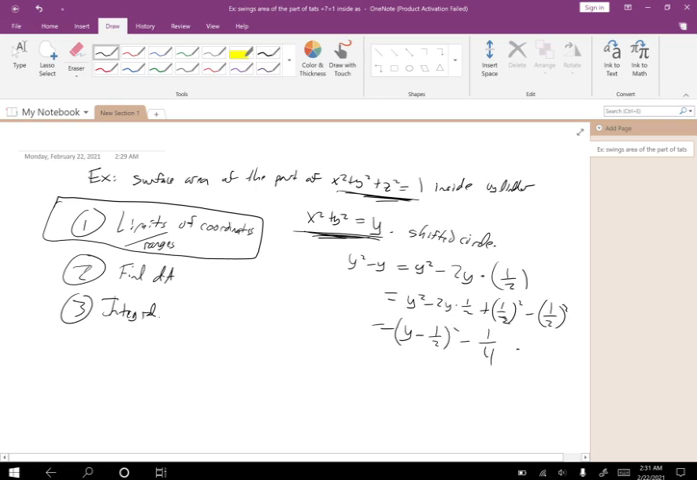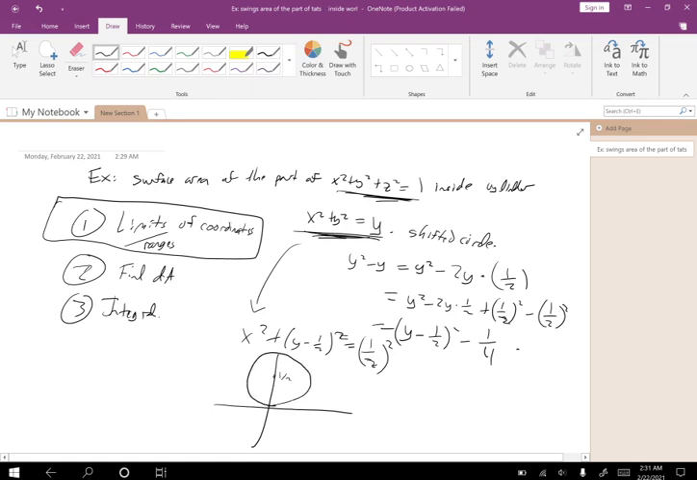So therefore, this funny looking equation, you can rewrite it as x squared plus y minus a half squared equals a half squared. So in other words, it's just a circle, and it's shifted up a half and has radius a half. Let's pretend that I just drew a circle. So this kind of suggests that polar coordinates is a nice way to do this.